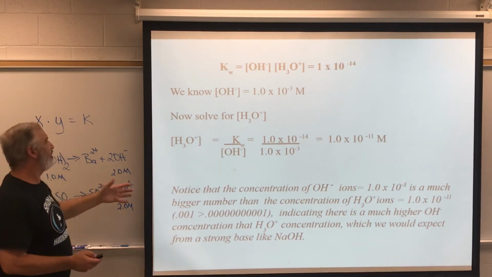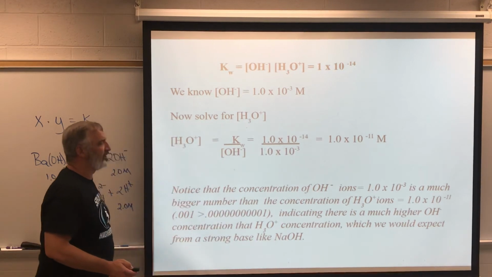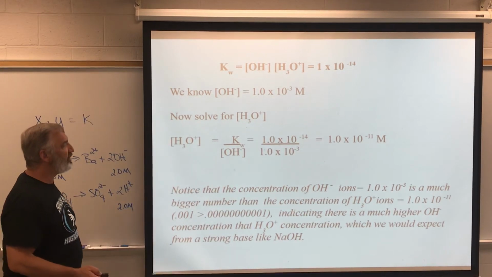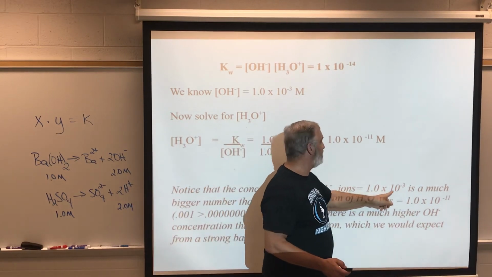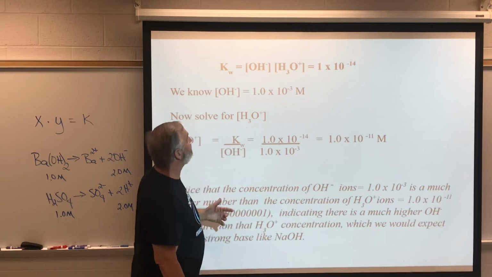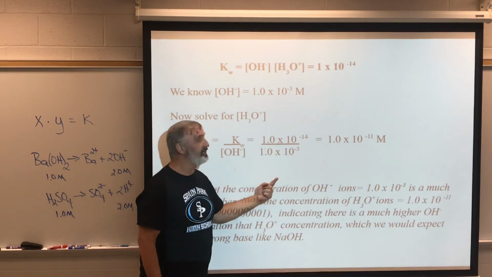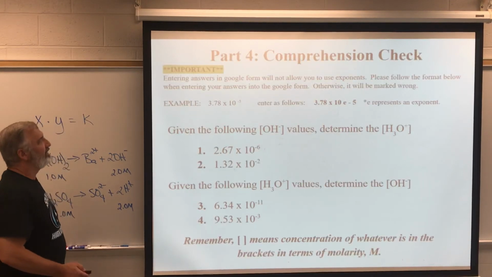So he's just now going through H3O plus. Now this is the exact same problem as what we just did before. Okay? Notice that the concentration of OH minus is 1 times 10 to the minus 3rd compared to the H plus, 10 to the minus 11. It's an extremely high OH minus, which means this is a very basic solution. Okay?